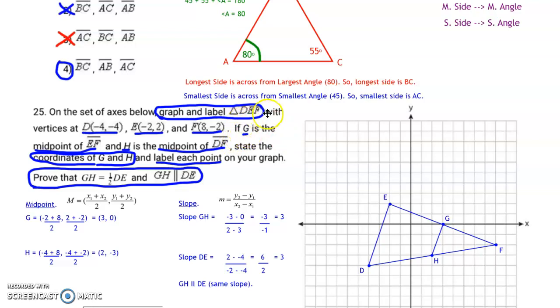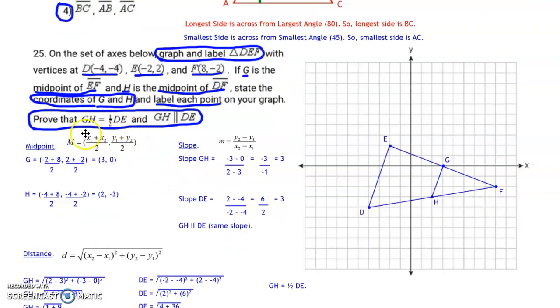We were asked to graph and label DEF. This is triangle DEF. And we're asked to find the midpoint of EF and DF. Those are G and H respectively. You remember the midpoint formula. Let me reintroduce it to you here. Remember, you do need to memorize this.